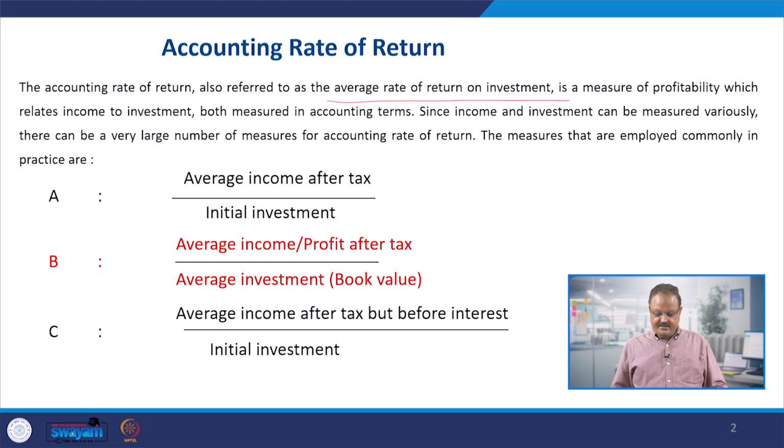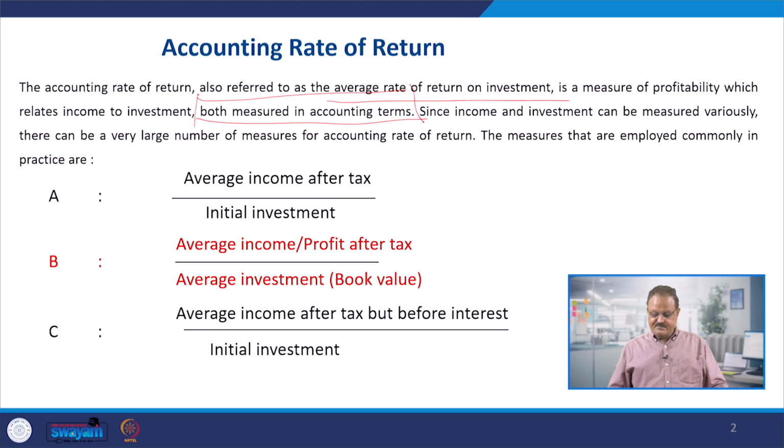Its average rate of return on investment is a measure of profitability which relates income to the investment. So the accounting rate of return, also referred to as the average rate of return on investment, is a measure of profitability which relates income to the investment, both measured in accounting terms. Both measured in accounting terms means both the profit as well as the investment are measured in accounting terms.